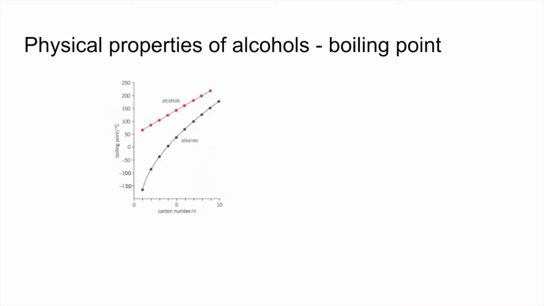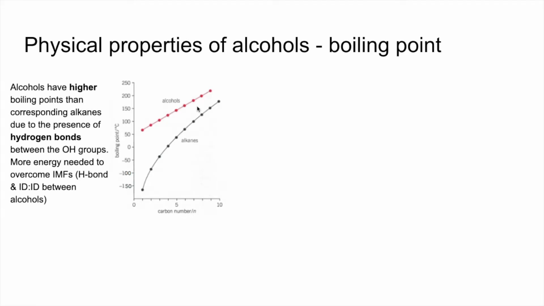So if we move on to the physical properties of the alcohols now, we're going to start with boiling point. So we've got this graph here of alcohols and alkanes. You can see the number of carbons along the bottom, boiling point up the side there, and you can see that when the number of carbon atoms is small, there's a very big difference in the boiling point between the alcohol and the alkane. The alcohols always have a higher boiling point, but you can see that the gap narrows as the carbon chain gets longer. So we'll look at that now.